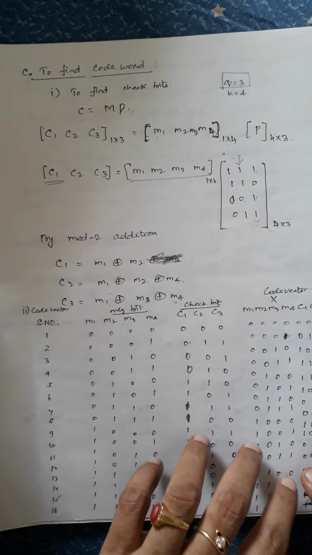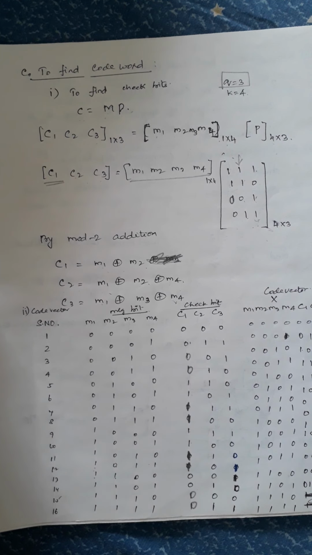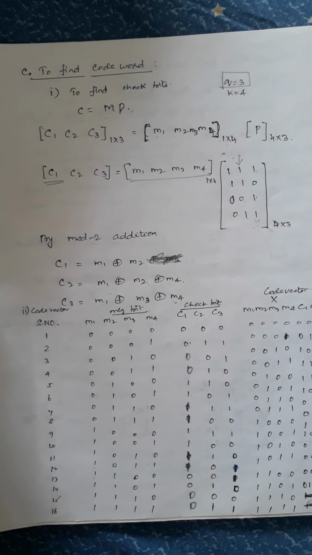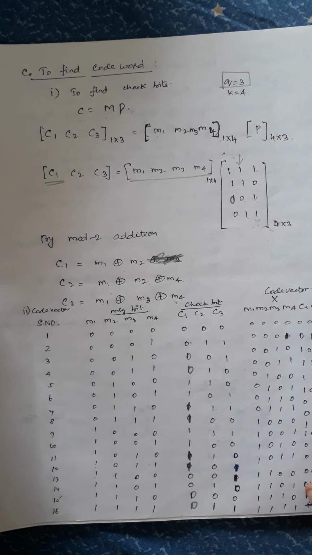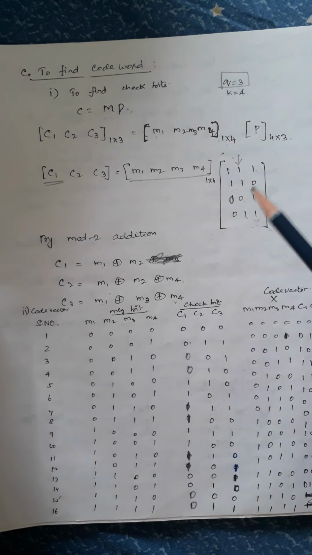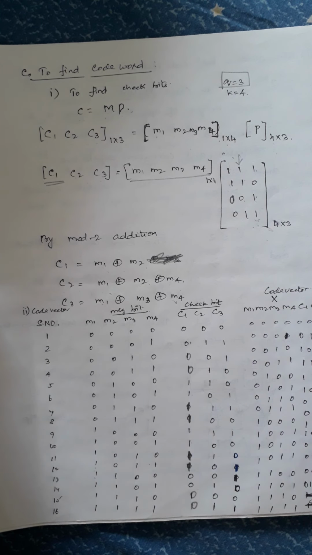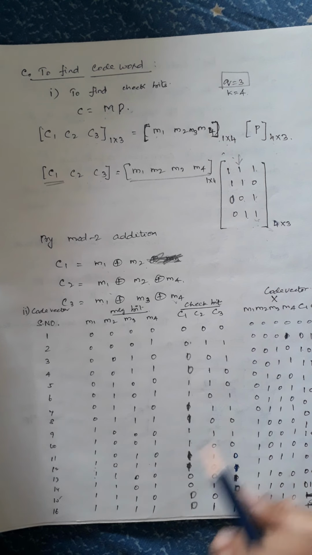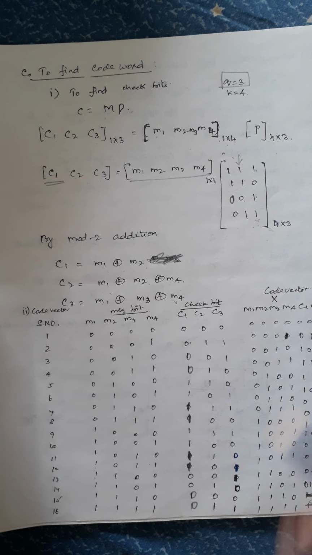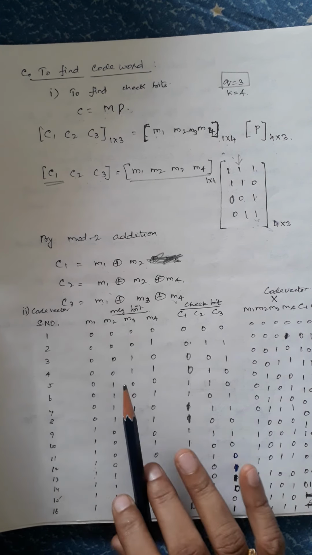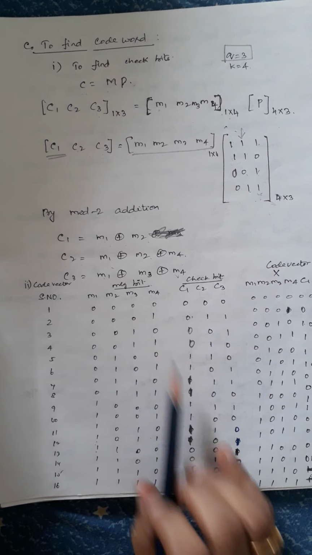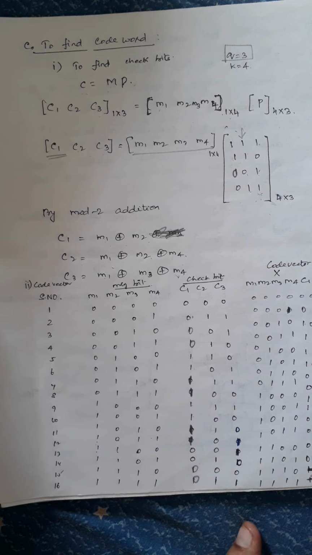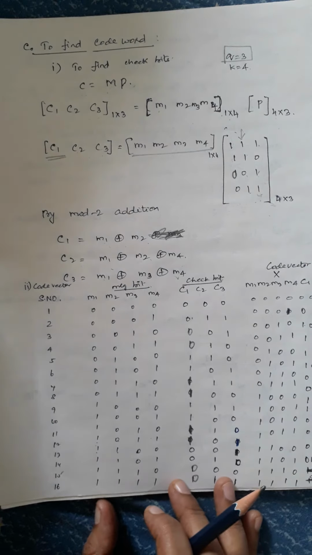So, your problem statement asks that you find all the possible code vectors. What are all the possible code vectors when your message bit size is 4? Message bit size 4 means what are the possible combinations? 2 to the power of 4. 2 to the power of 4 is 16 possible combinations, starting from 0000 to 1111. So, these are the possible message bit combinations.